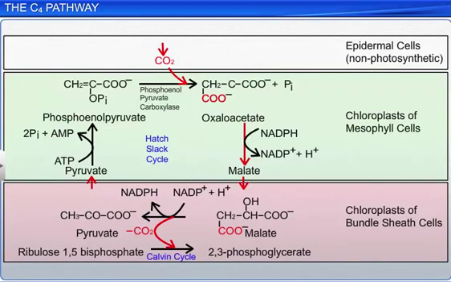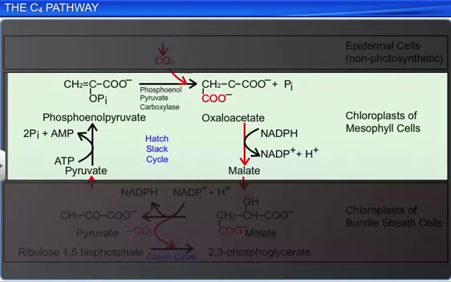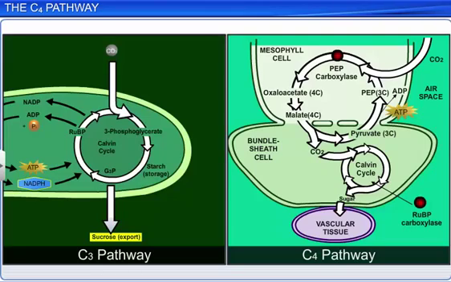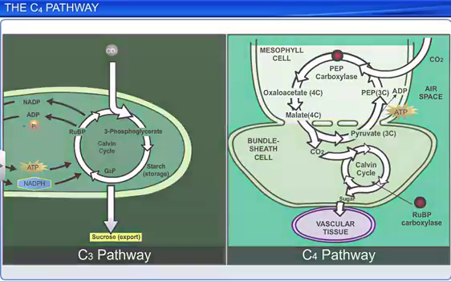Thus we find that C4 plants undergo carboxylation twice, that is, in mesophyll through the C4 cycle and in bundle sheath cells via the Calvin cycle. In C4 plants, the C4 and C3 pathways are separated in space as they occur in different cells, that is, mesophyll cells and bundle sheath cells.